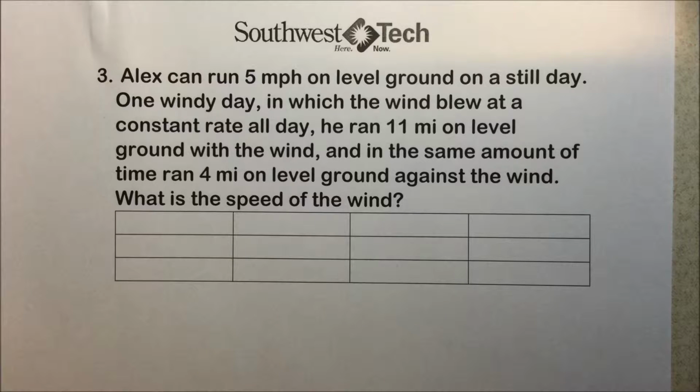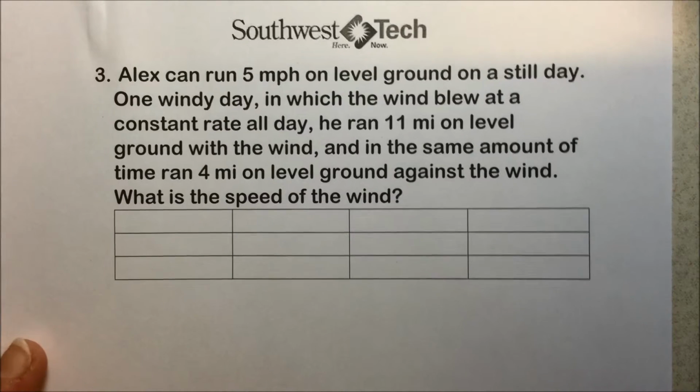Let's take a look at this example. Alex can run 5 miles per hour on level ground on a still day. One windy day, in which the wind blew at a constant rate all day, he ran 11 miles on level ground with the wind. In the same amount of time, he ran 4 miles on level ground against the wind. What is the speed of the wind? To help us organize this problem and the information, and eventually solve it, I have a table here.